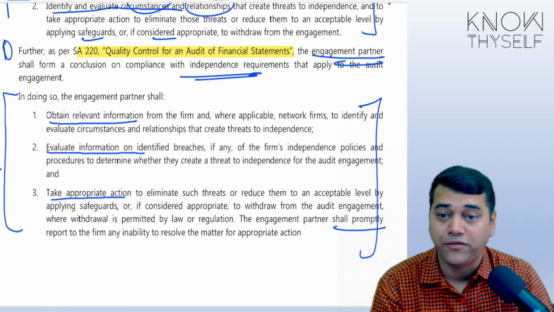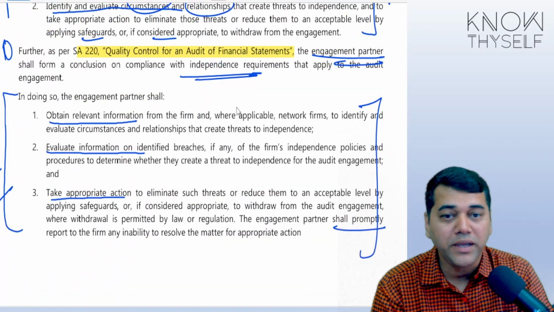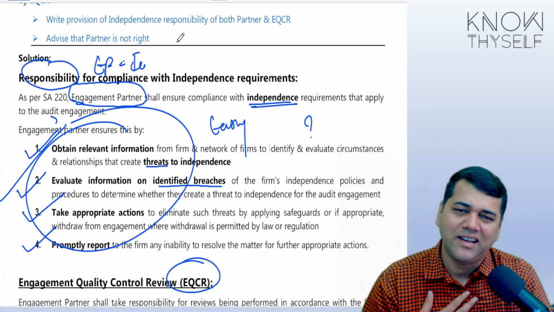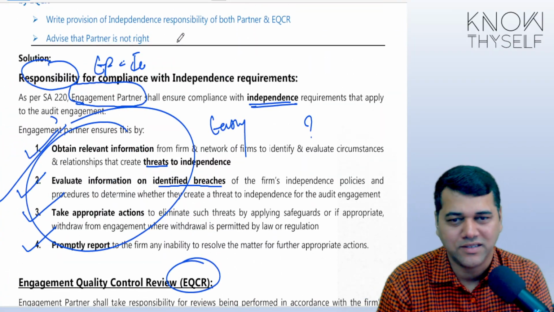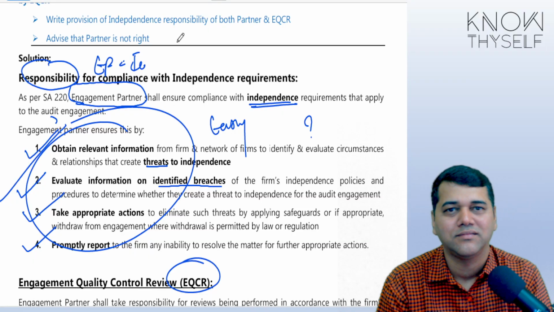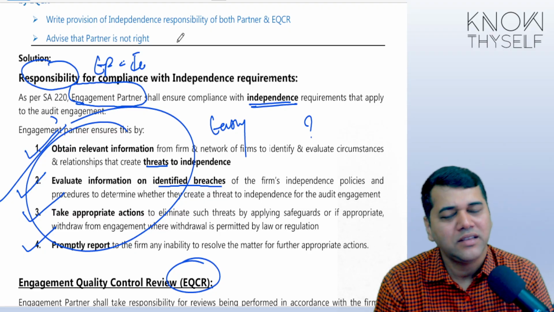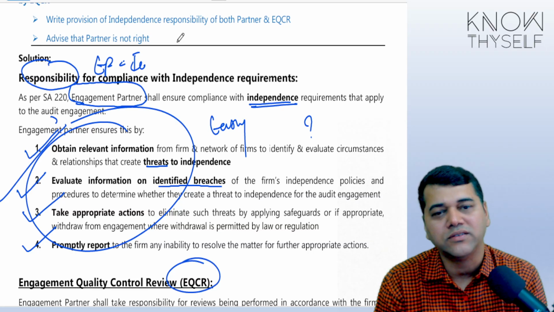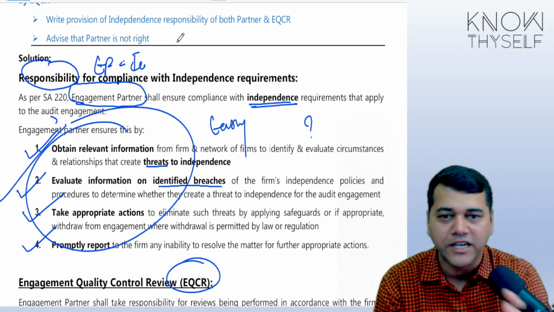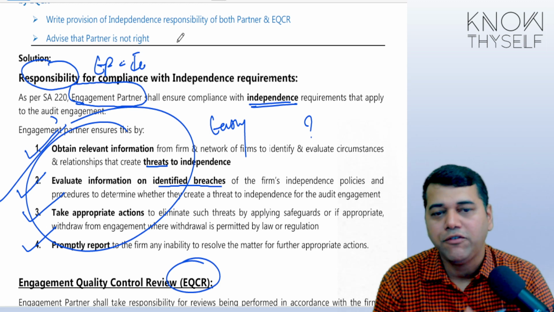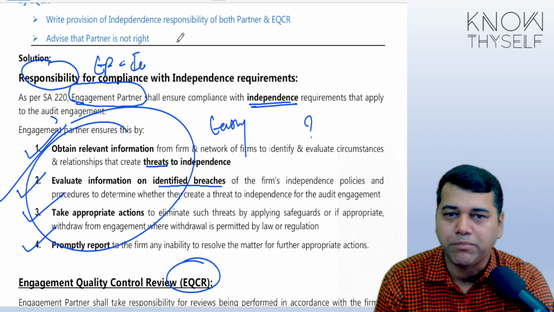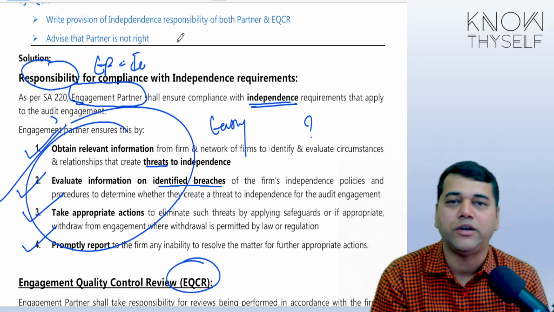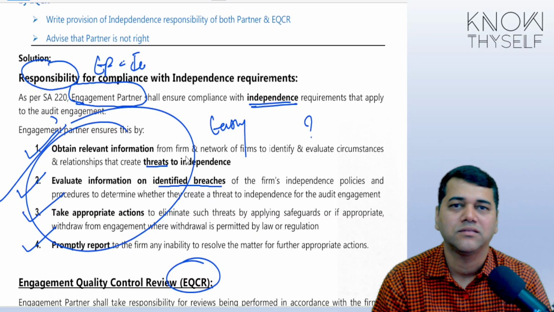What I prefer, because for me this language is a bit confusing, it feels like I am writing it in my language. If I were asked to write, I cannot memorize all three. I understood what the crux is here: you have to obtain information to identify the threat, evaluate the breach, take appropriate action, and promptly report. But how do you express it to an evaluator? You write in your language.